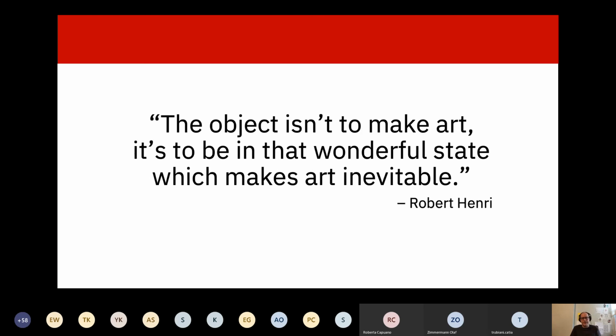I think my response to that is this wonderful quote by Robert Henry that I first heard from Woody Zuill. The object isn't to make art, it's to be in that wonderful state which makes art inevitable. And something I've been wondering about is, what if an architect's job is not necessarily to design a great system architecture, but to put our team in that wonderful state that makes designing great system architectures inevitable? That seems really interesting to me, and I think each of these methods really fits that mold. We make designing amazing architectures inevitable.